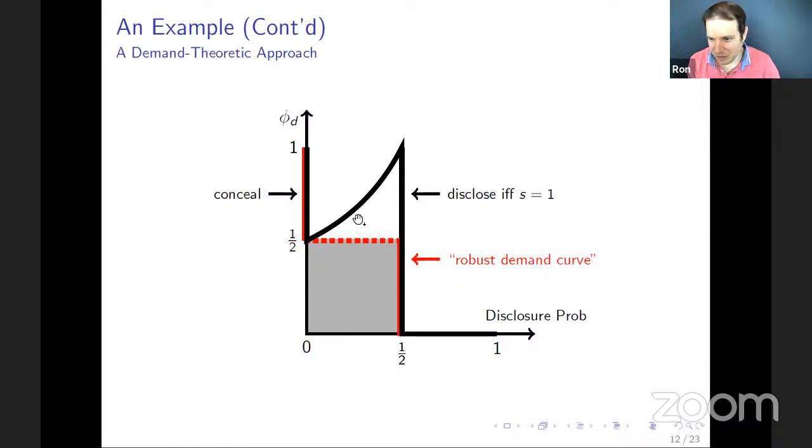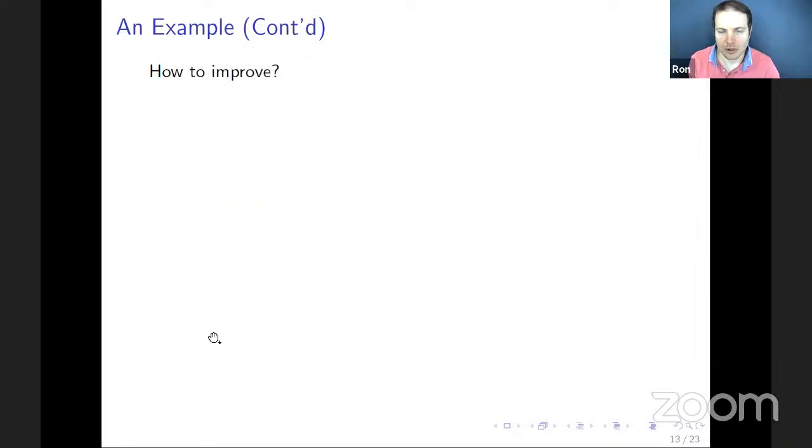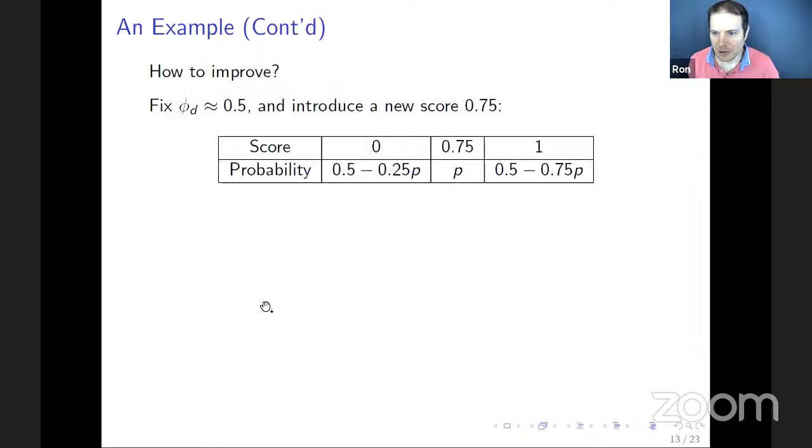Now, that's a very informal statement, but let me show you how we can modify the test in a way that increases the intermediary's profit in the worst equilibrium, and how that change is going to affect the shape of this demand curve and this robust demand curve. So let's go back to the example. We again have no testing fee, but instead of having a fully revealing test, let's have a noisy test. Let's add an intermediate score of 3/4. So we have a score of 0, we have a score of 1, but now we have a score of 3/4 as well.